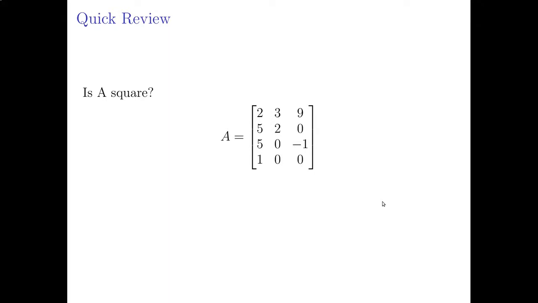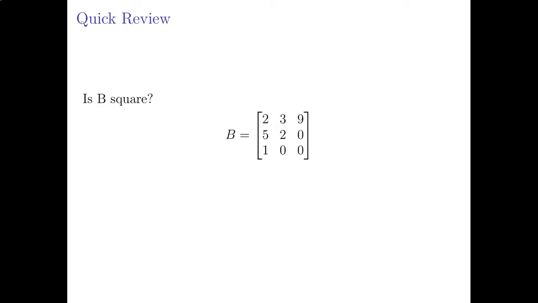All right, now about our special matrices. This guy right here, A, is he square? No, he's not, because he has more rows than columns. What about B? Is he square? Yes, indeed. Same number of rows and columns.